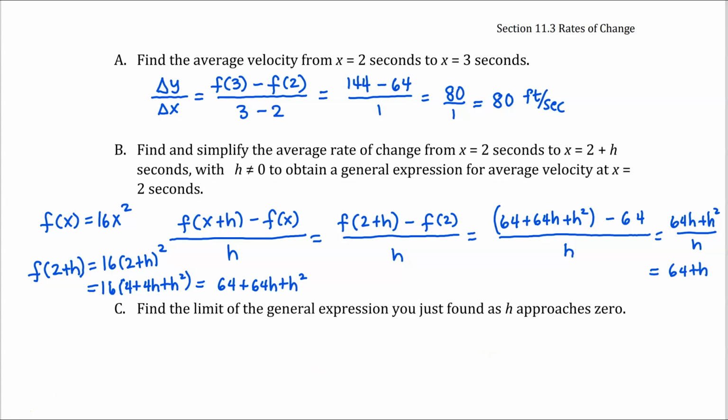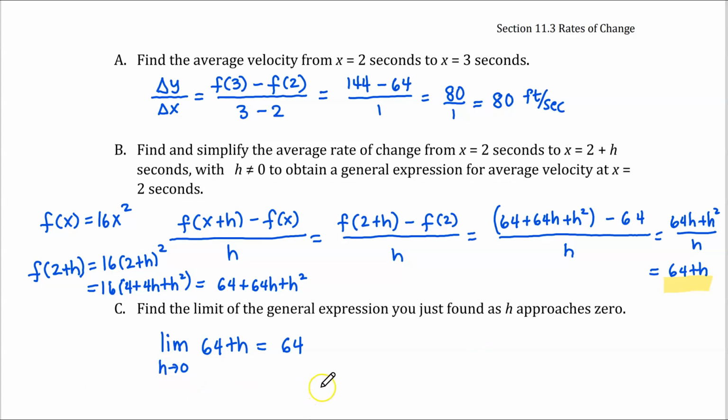And so the general expression for the average velocity is given by 64 plus h. Now letter C, find the limit of the general expression you found in h as h approaches 0. So you take the limit as h approaches 0 of 64 plus h, and evaluating this limit, you just plug in 0 for h. This is equal to 64.